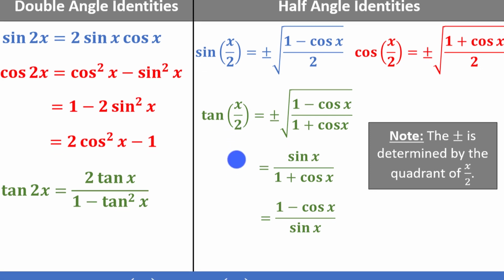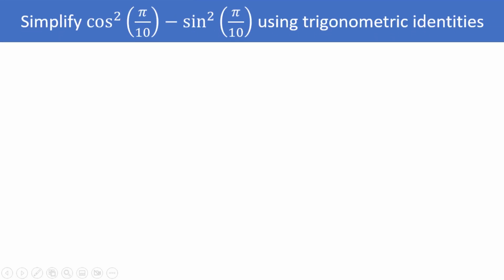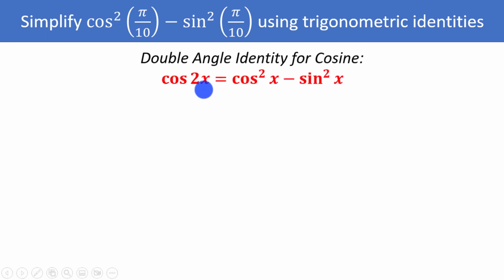Let's take a look at some problems working with these identities. We are asked to simplify cosine squared of pi over 10 minus sine squared of pi over 10 using trigonometric identities. If you're looking back at your list of identities, this looks very similar to cosine of 2x.